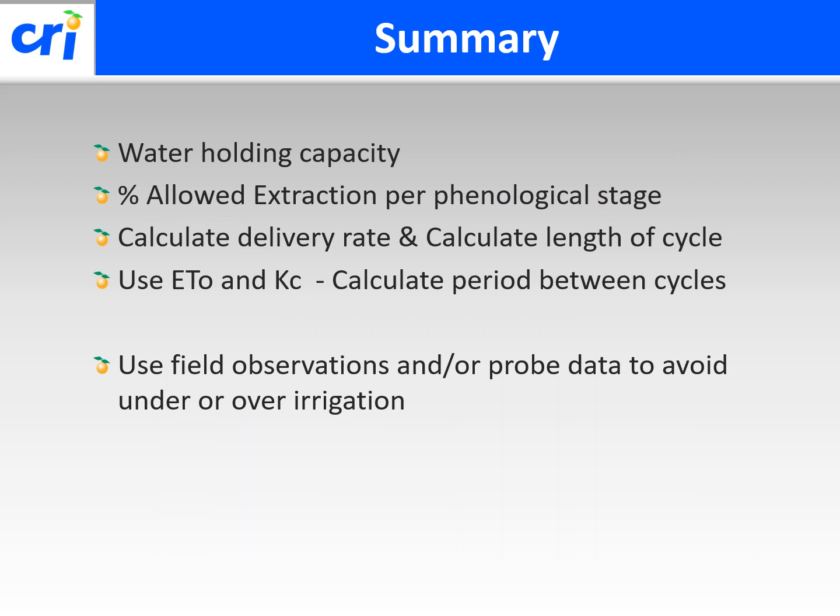In summary, determine the water holding capacity of your soils. Be sure to take the percentage of allowed extraction per phenological stage into account during your calculations. Use the formulas provided and calculate the delivery rate of the system and calculate the length of the cycle needed to replenish the soil to field water capacity. Use the ETO and crop coefficients to calculate the period between cycles and make sure that your probes are placed in the best macro and micro position. Finally, use regular field observations and probe data to avoid over or under irrigation during the season.